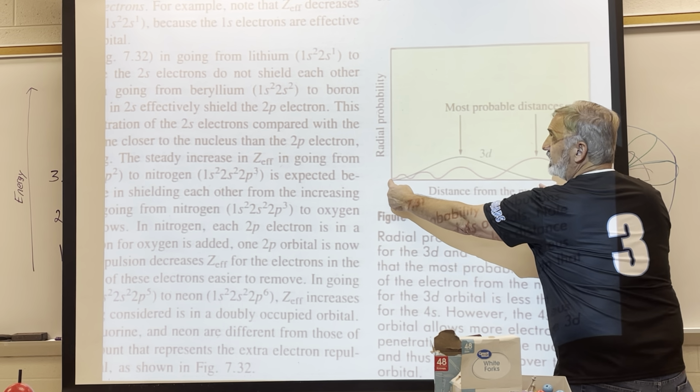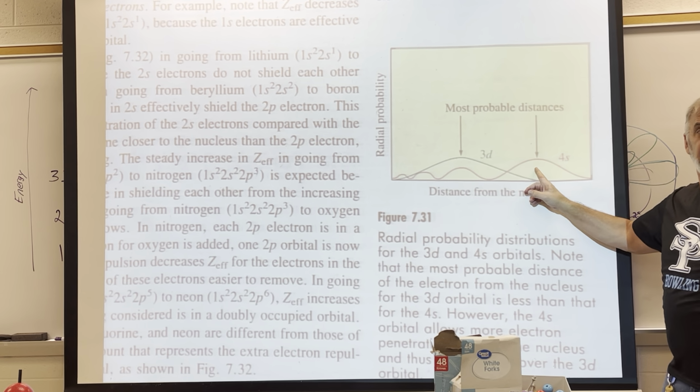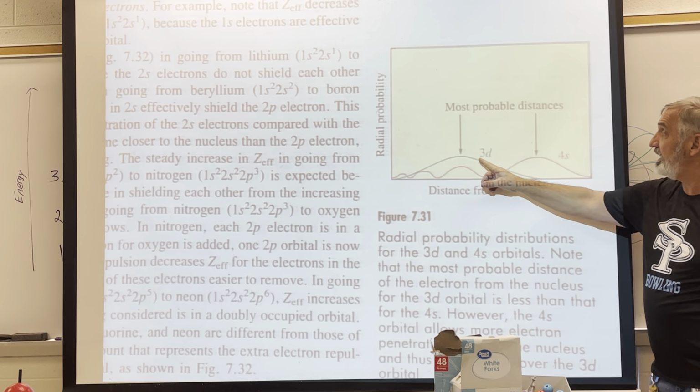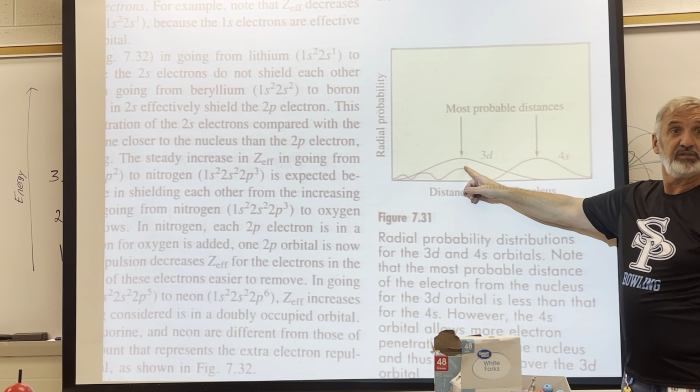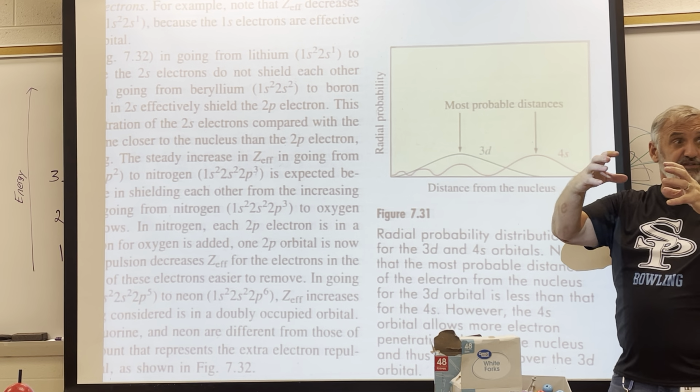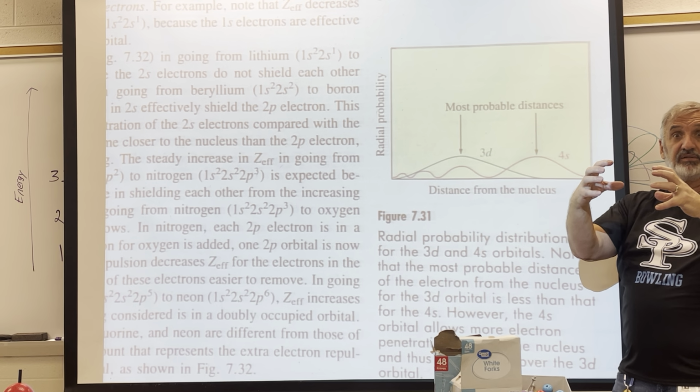that electron's going to be about this far. Here's the nucleus over here. It's going to be about this far from the nucleus. A 3d, on average, is going to be about this far from the nucleus. Which makes sense. The 4th energy level is farther away than the 3rd energy level.